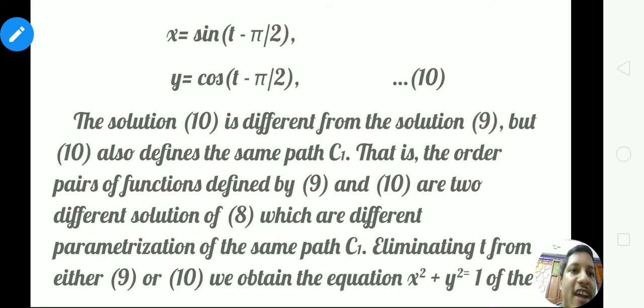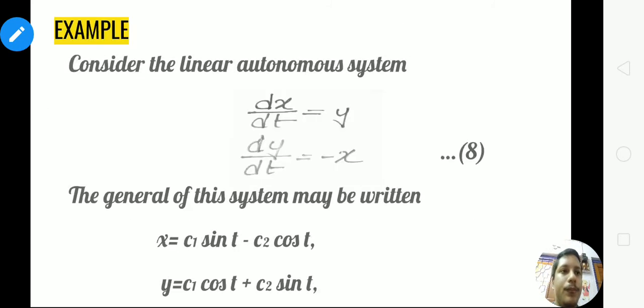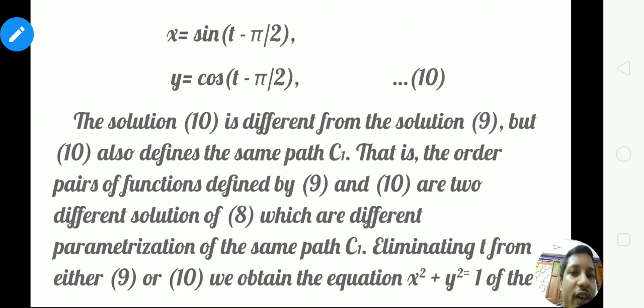The solution 10 is defined from the solution 9, but 10 also defines the same path C1. So the ordered pairs of functions defined by 9 and 10 are two different solutions of equation 8, which are different parametrizations of the same path C1.